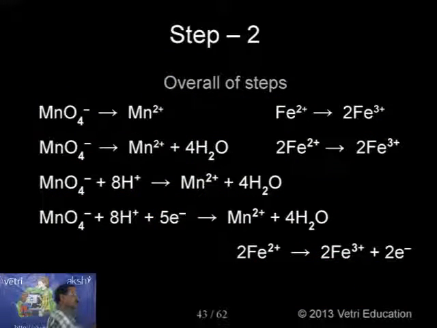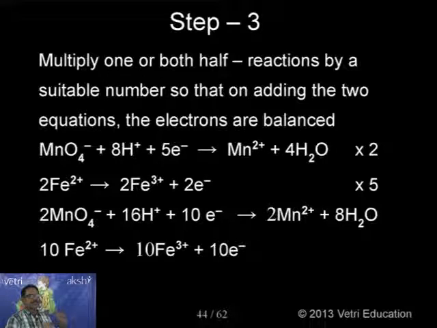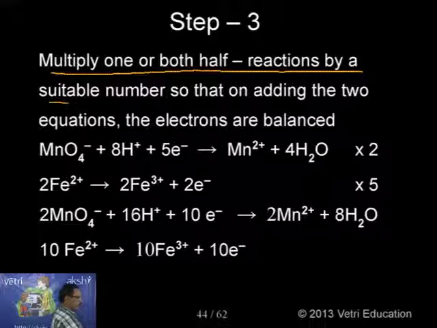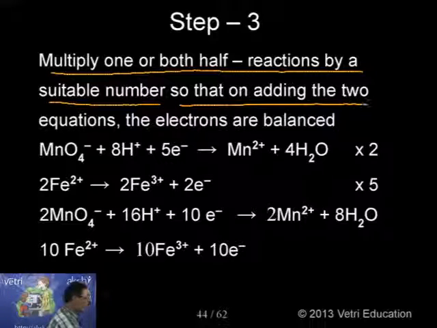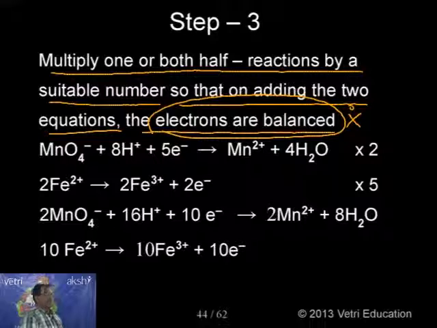Okay, what is the next step? Let me go for it. Now we have to go for step 3. Step 2 is the most important part, which is why I have shown you the consolidated version. Now let me come to step 3: multiply one or both half reactions by a suitable number, so that on adding the two half equations, the electrons are balanced. This is the most important. The electrons should be equal on both sides.